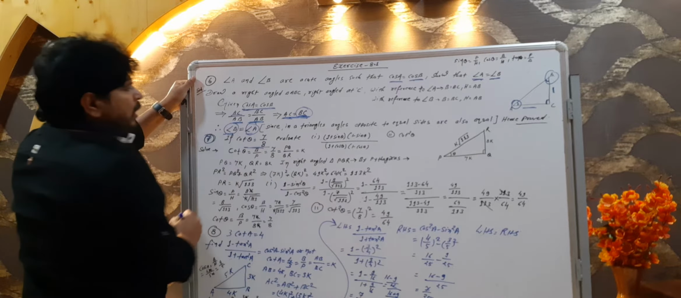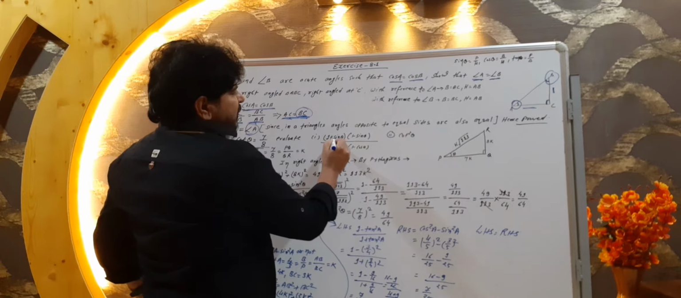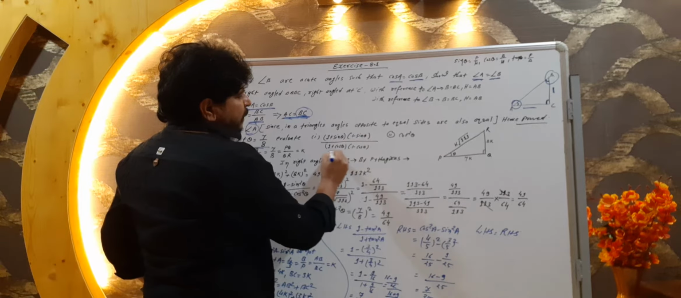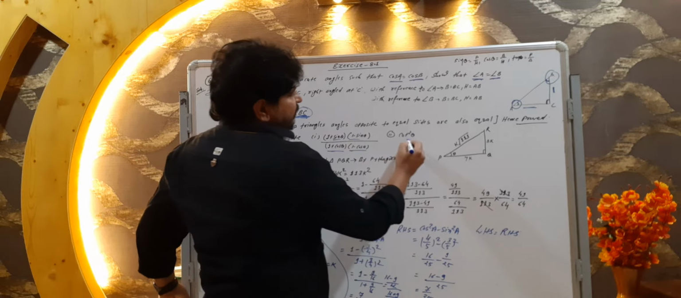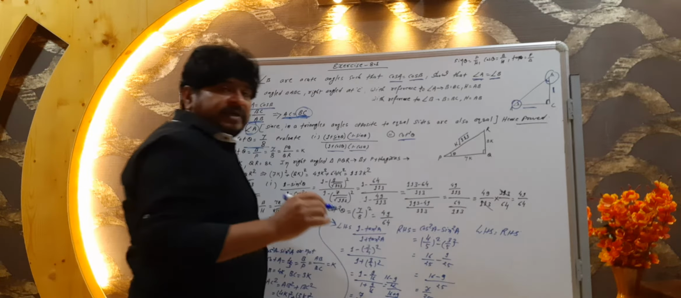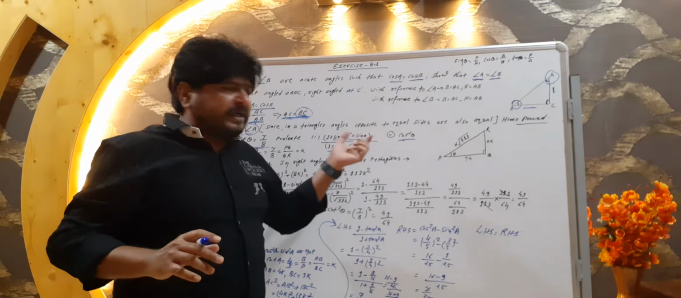Given is cot theta is equal to 7 upon 8, and we have to evaluate (1 plus sin theta)(1 minus sin theta) upon (1 plus cos theta)(1 minus cos theta) first, and second one is cot square theta. These two things we have to evaluate.